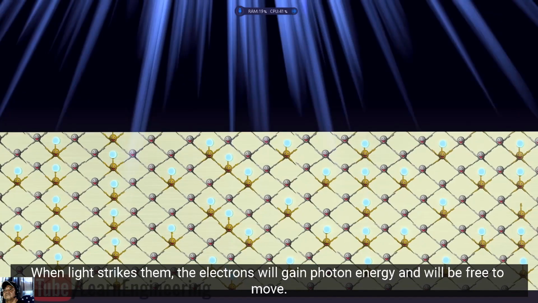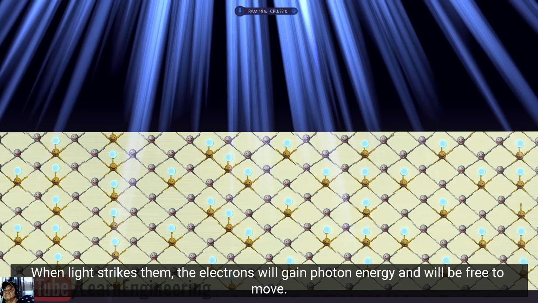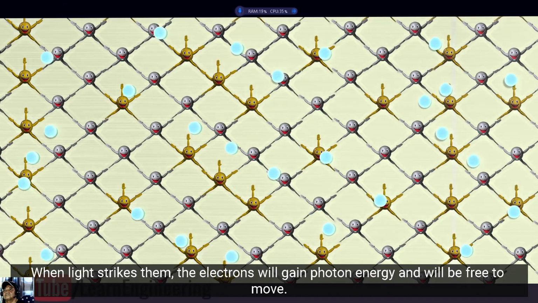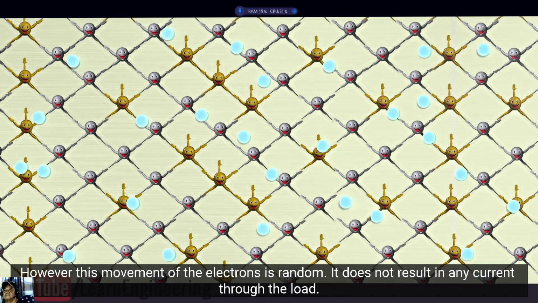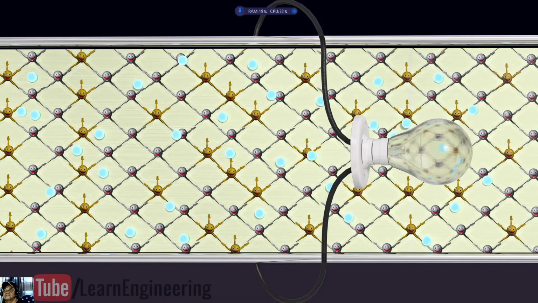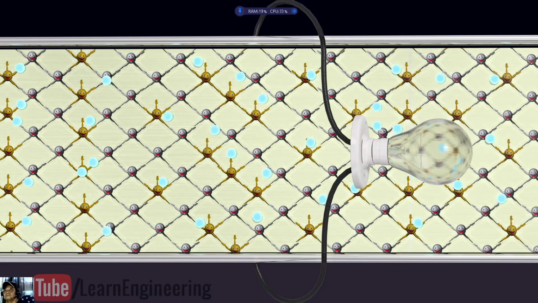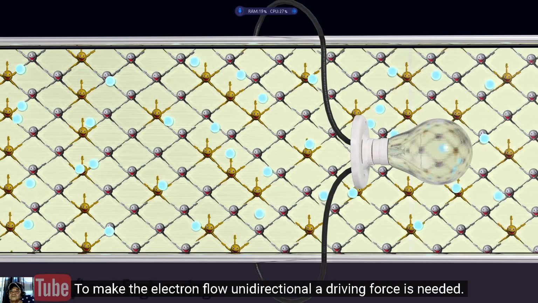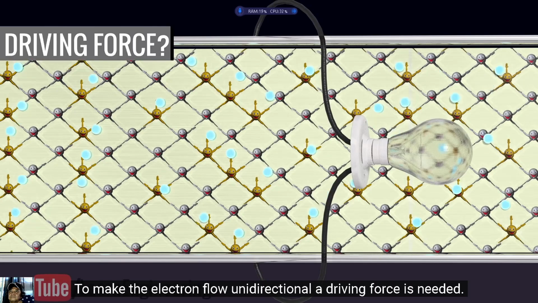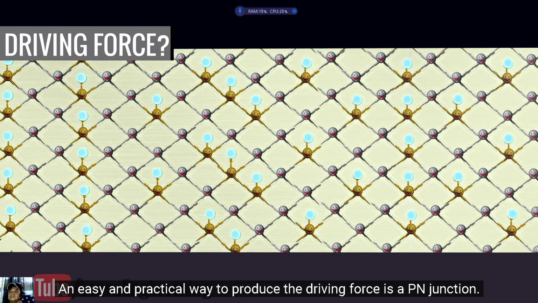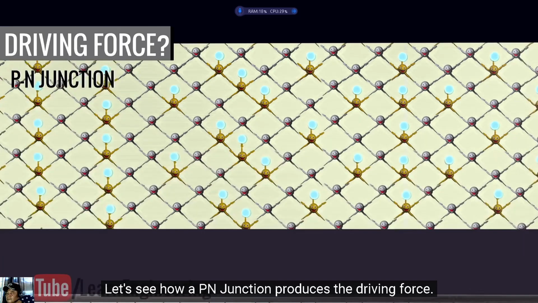When light strikes them, the electrons will gain photon energy and will be free to move. However, this movement of the electrons is random. It does not result in any current through the load. To make the electron flow unidirectional, a driving force is needed. An easy and practical way to produce the driving force is a p-n junction. Let's see how a p-n junction produces the driving force.